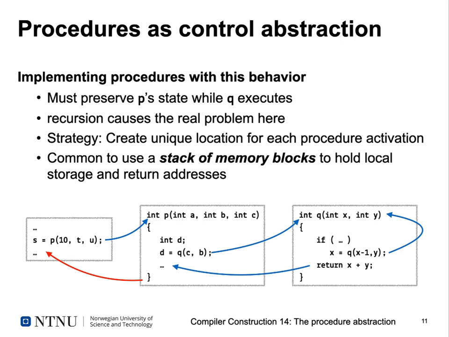And it's very common to use a stack of memory blocks for this, and each of these memory blocks holds local storage for our variables, for our parameters, and the return address to indicate where to return to when our function is terminating.